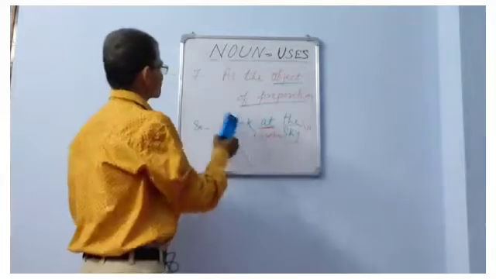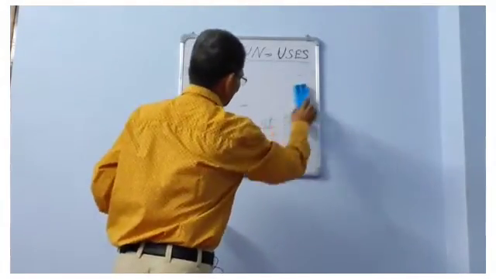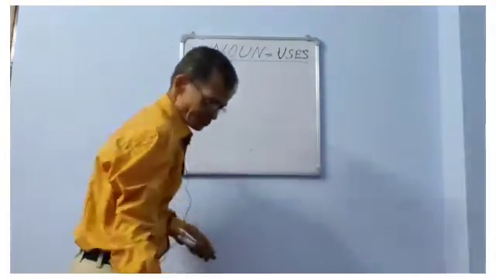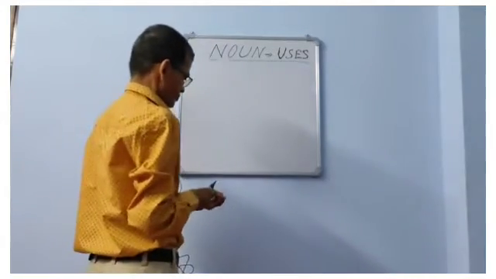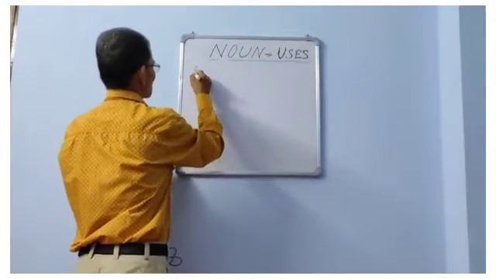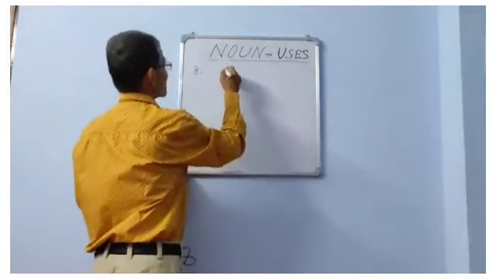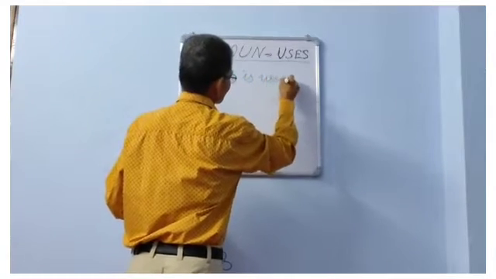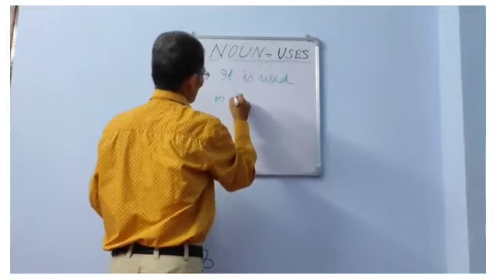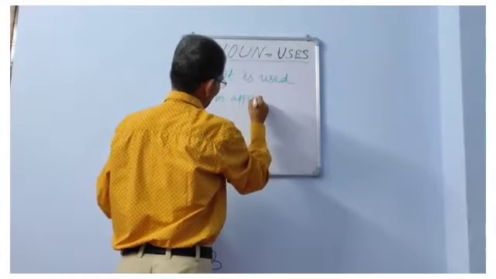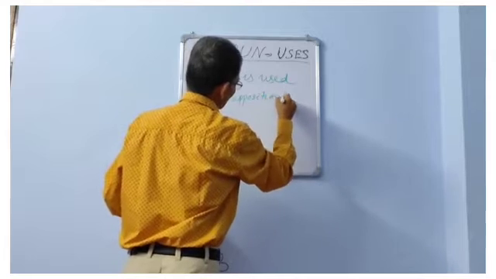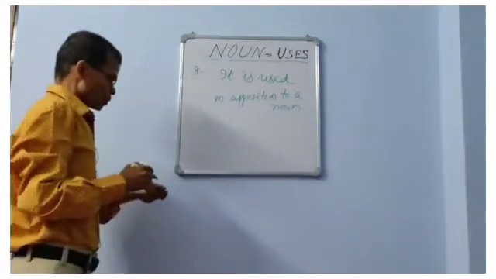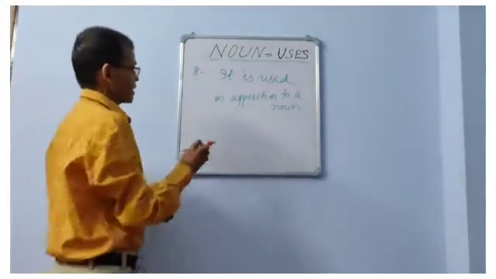Come to the eighth use of a noun. Use number 8: it is used in apposition to a noun. In apposition to a noun, very important.